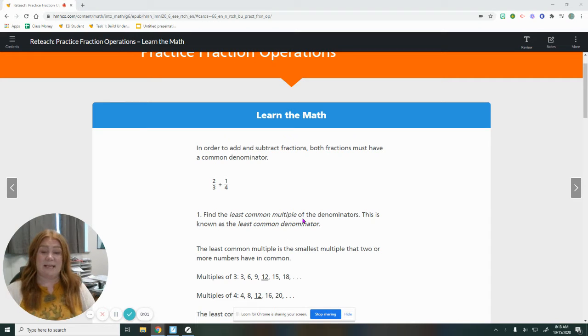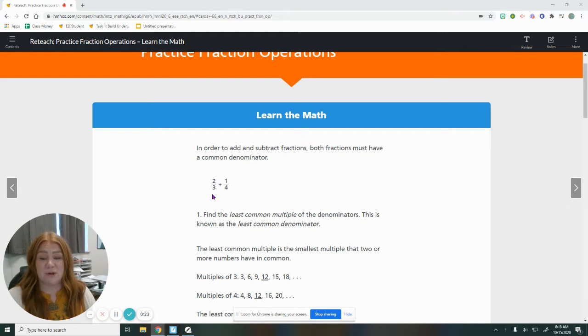Work on adding and subtracting fractions a little bit more. So if you are doing the reteach, be sure to follow along before you do your assignment. When we are adding and subtracting fractions, we have to have a same denominator. So you have to have the same number of pieces to put them together.